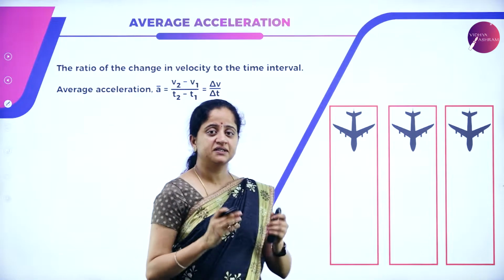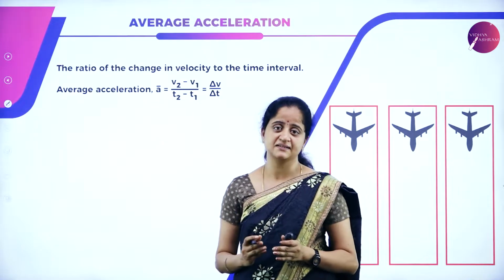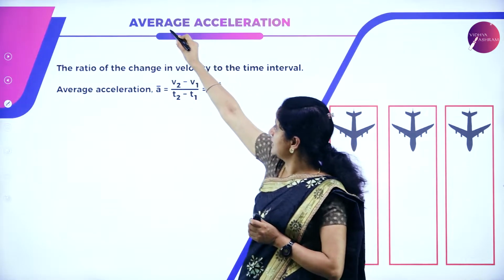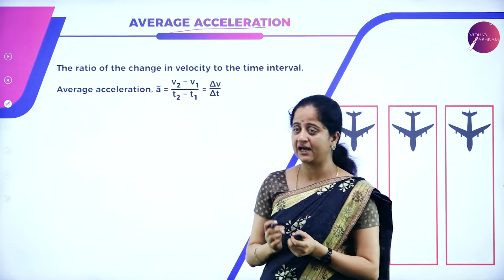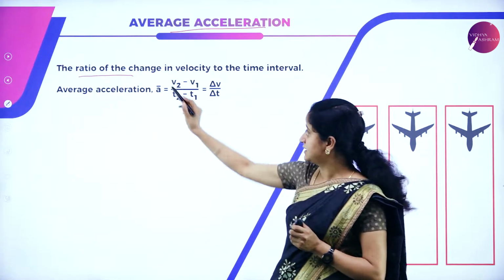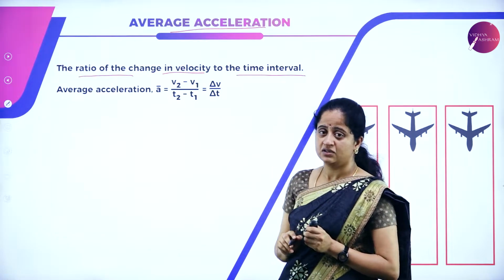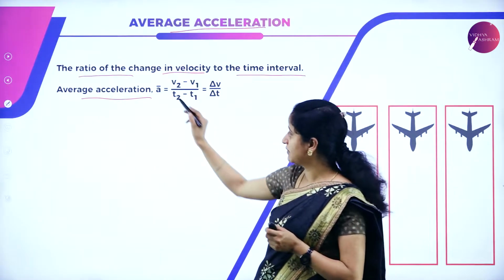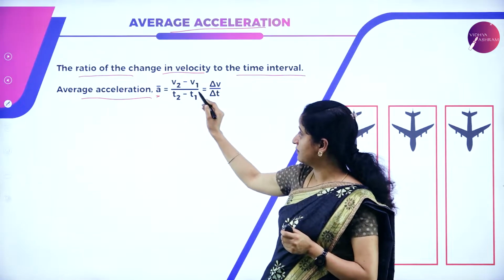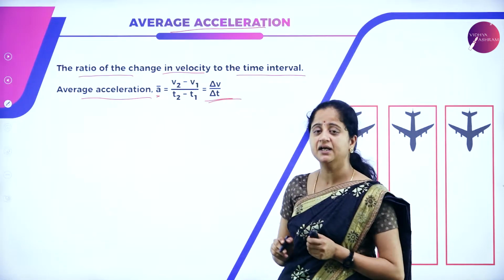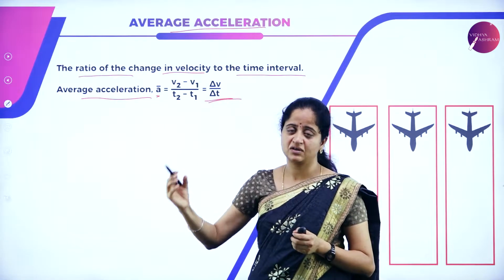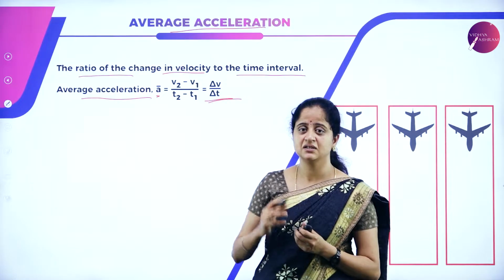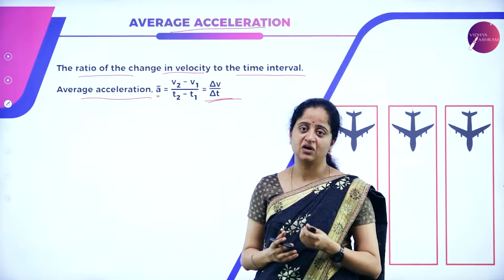It is important to know certain terms like uniform acceleration, instantaneous acceleration, and average acceleration in understanding the concepts of motion of a body. So let us now understand what is average acceleration. We all know how to take an average. It is nothing but the ratio of the change in velocity to the time interval. What is average acceleration? Average acceleration is given by A bar, which is equal to (V2 minus V1) divided by (T2 minus T1), or delta V divided by delta T. So delta V is the change in velocity and delta T is the change in time. So average acceleration is taking the average of the acceleration the body experienced in changing its velocity.